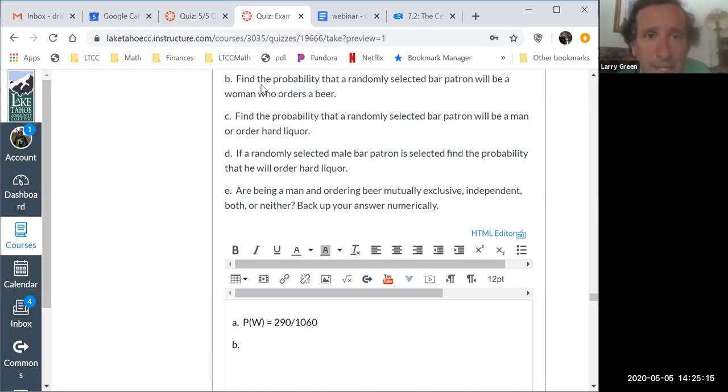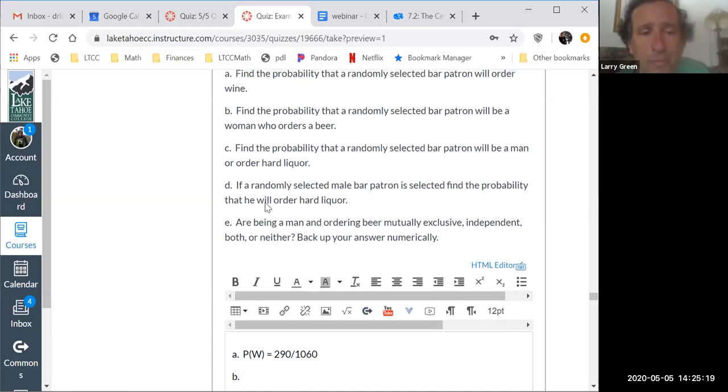Find the probability that a randomly selected bar patron will be a woman who orders beer. So that's P of what? Oh, you know what? Sorry, I was wrong. Let's go with W for wine. Woman starts with W also. All right. So a woman who orders beer, what's that probability in symbols, what is that?